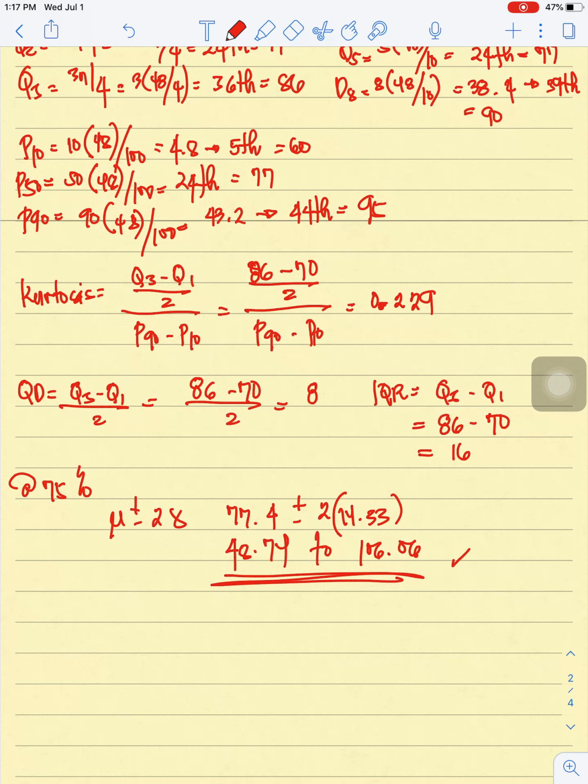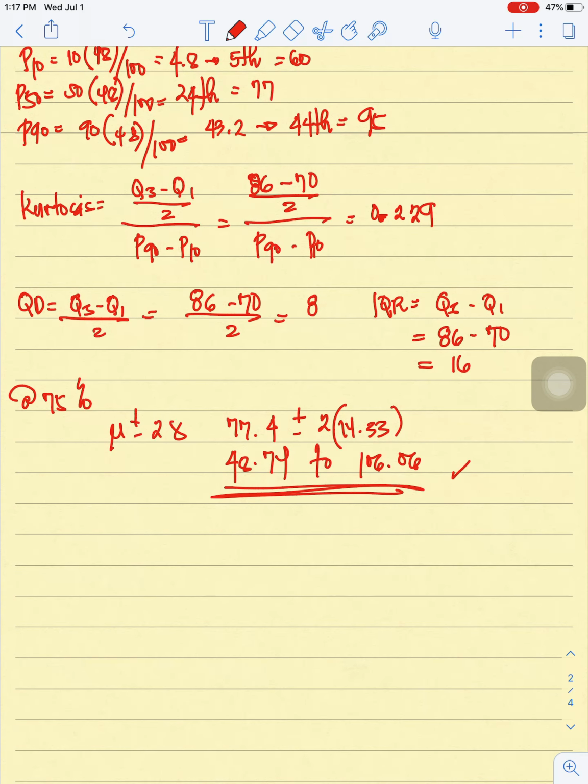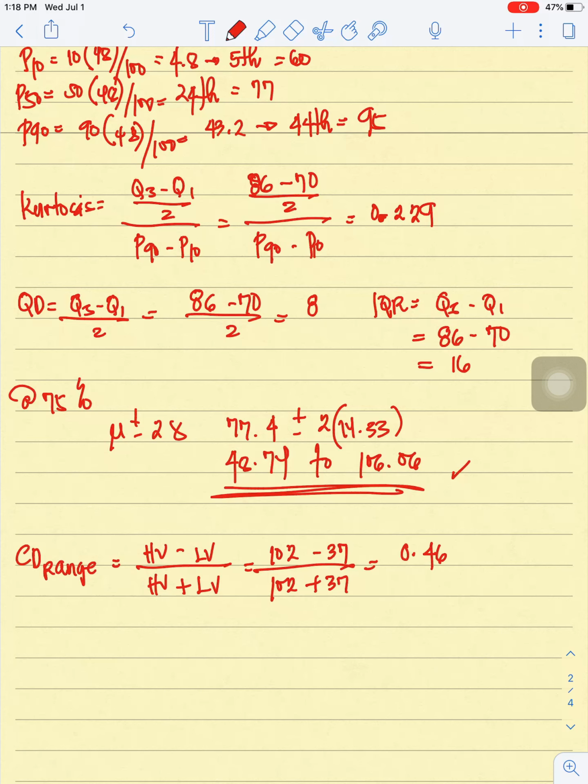Another one, we have the range. The CD range, or coefficient of dispersion, is equal to the highest value minus the lowest value over the highest value plus the lowest value, and that is 102 minus 37 divided by 102 plus 37, and this is 0.468.